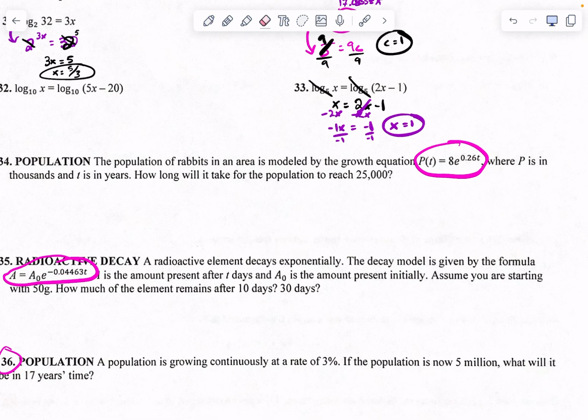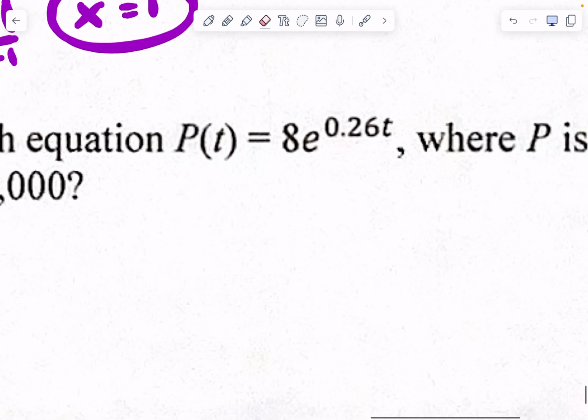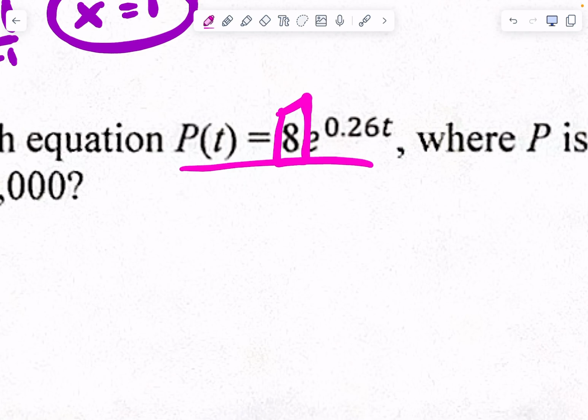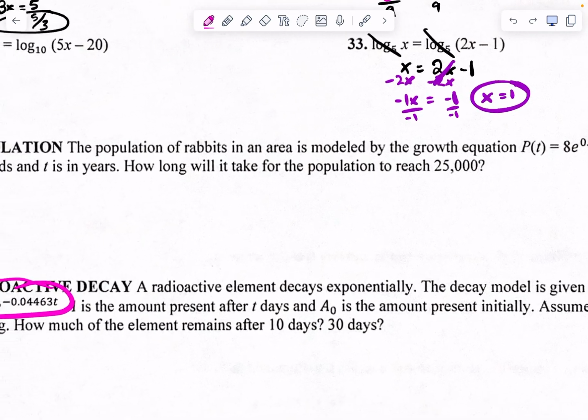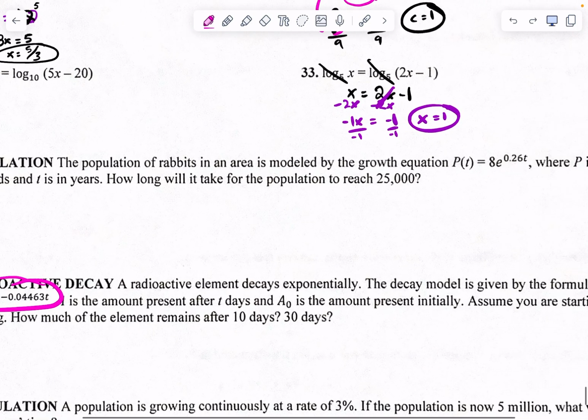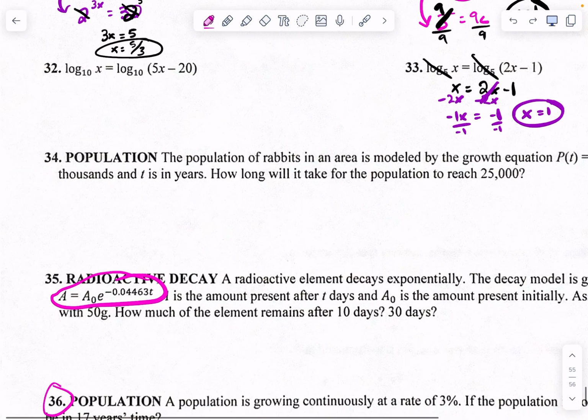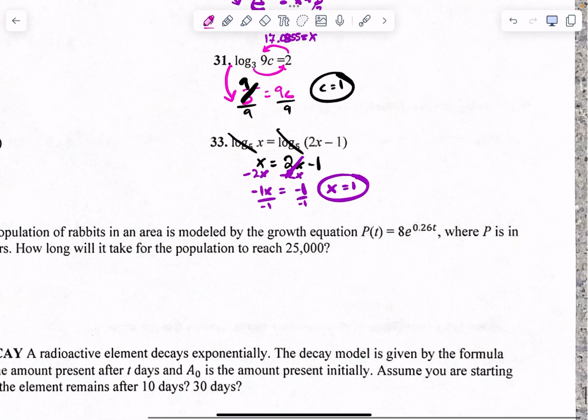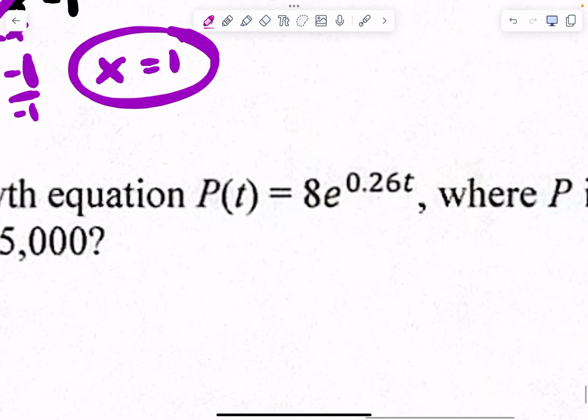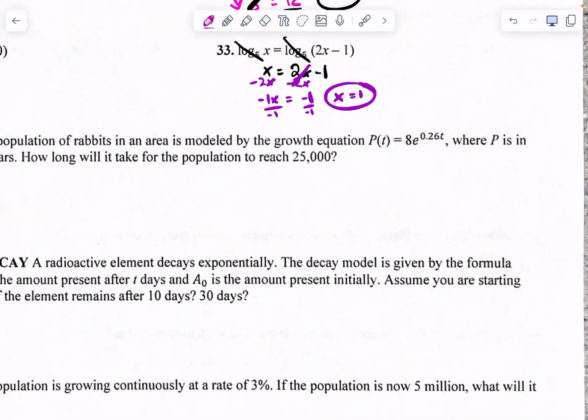growth equation. By the way, look at this growth equation. How many rabbits are we starting with? 8, right? That's my principal. That's my starting value. So we're starting with 8 rabbits, and then they're multiplying, right? Where P is in thousands. So how many rabbits are we starting with? 8,000 rabbits, not just 8 rabbits.